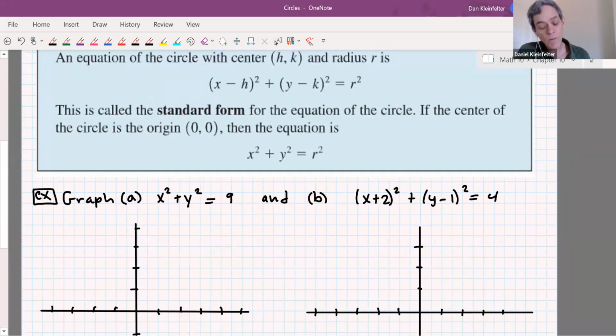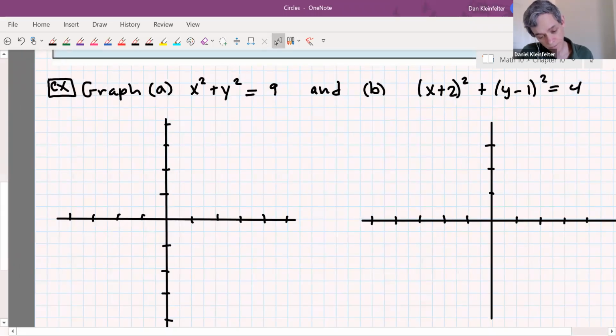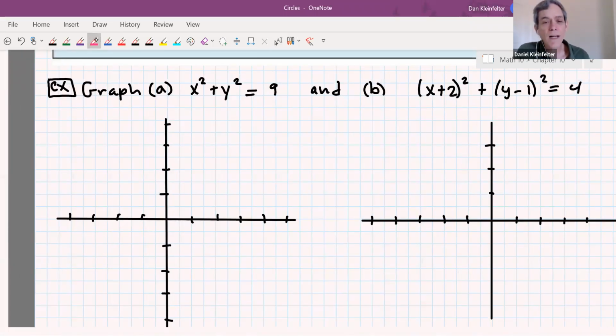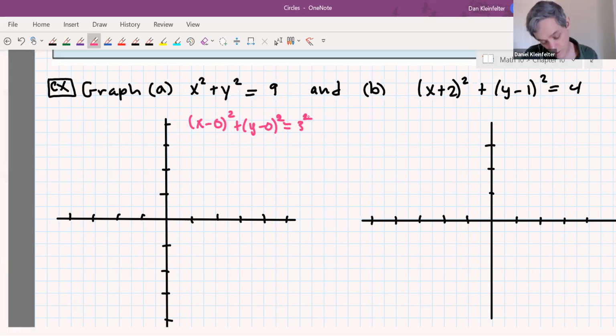Okay, so we want to graph a couple of circles. So let's do that. Okay, so here it says graph x squared plus y squared equals 9 first. So let's do that one. All right, so for this one, if you like, just to play with the formula, we could say this is x minus 0 squared plus y minus 0 squared equals 3 squared. So you can see that the h and k are both 0 here, and then the radius is 3.